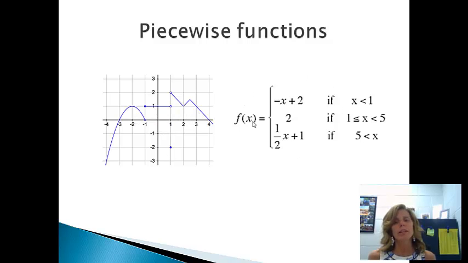Same thing if you look at the function in function notation, depending if x is less than 1, or if x is between 1 and 5, or if x is greater than 5, different things are happening. You get different graphs. So that's what we're going to be dealing with when we deal with piecewise functions. We're going to evaluate them, and then we'll also graph them.